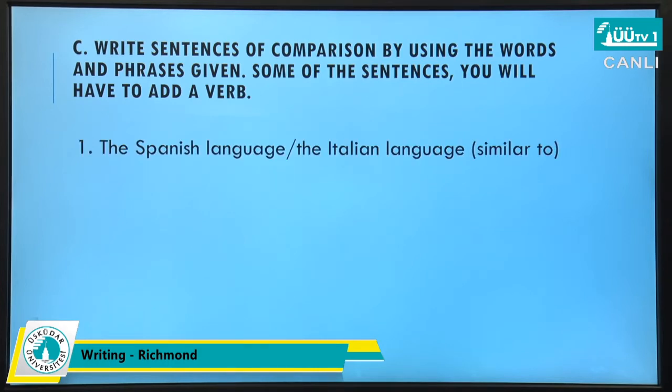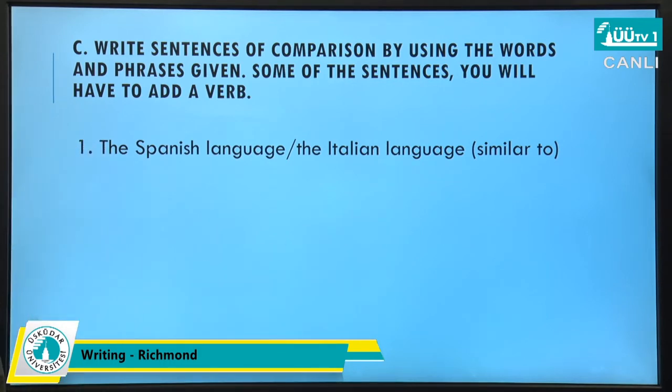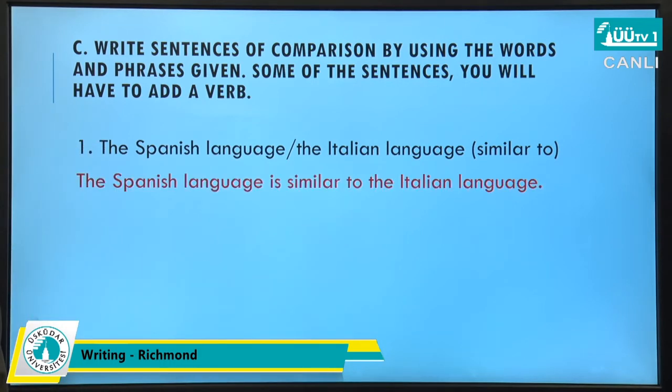Let's do this together. Write sentences of comparison by using the words and phrases given. Some of the sentences you will have to add a verb. So, the Spanish language and the Italian language. How can we form this sentence using similar to? The Spanish language is similar to the Italian language. So, again, we are making comparison here, and this is similar, right?